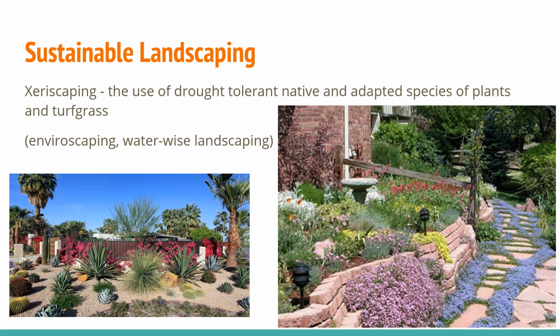So we've already talked a little bit about xeriscaping, but what it specifically is, is the use of drought-tolerant native and adapted species of plants in turf grass. If you've ever seen a building that has not a conventional green landscape, but more like wildflowers and it looks a little overgrown, that is actually successful xeriscaping.